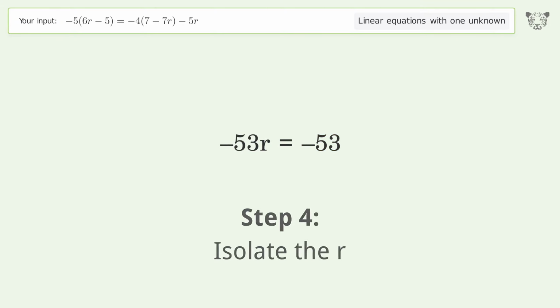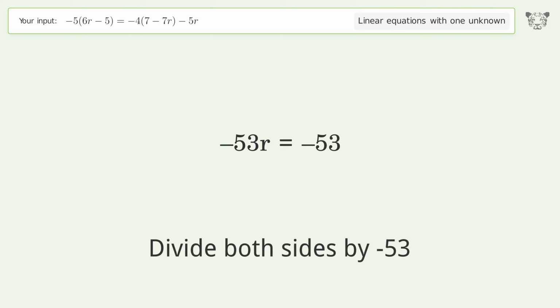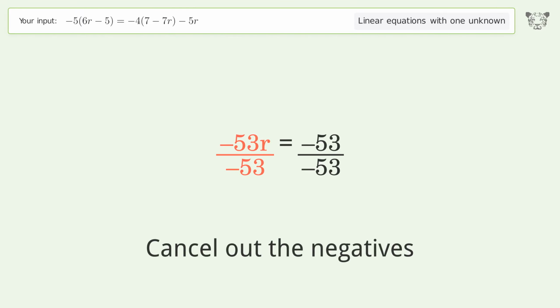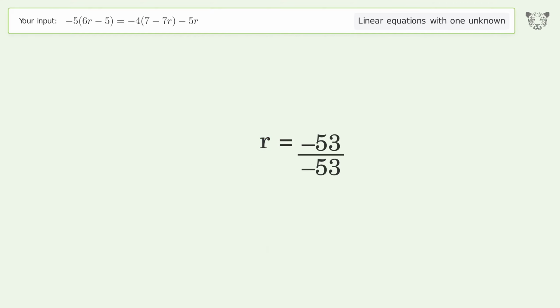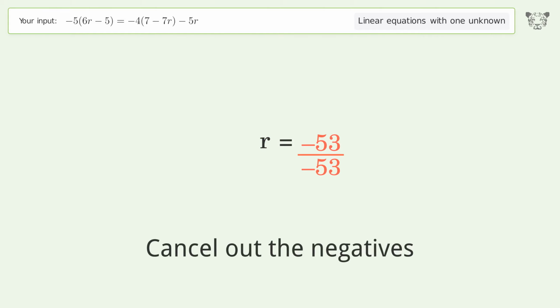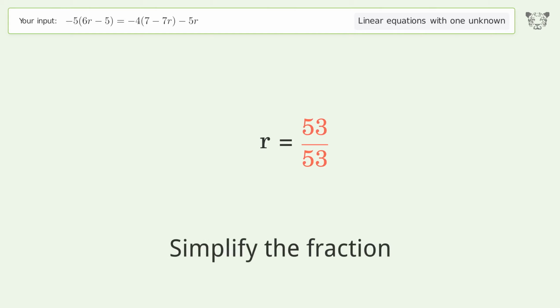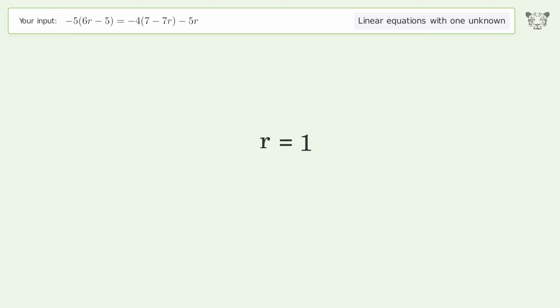Isolate the r. Divide both sides by -53. Cancel out the negatives. Simplify the fraction. Cancel out the negatives. Simplify the fraction. And so the final result is r equals 1.